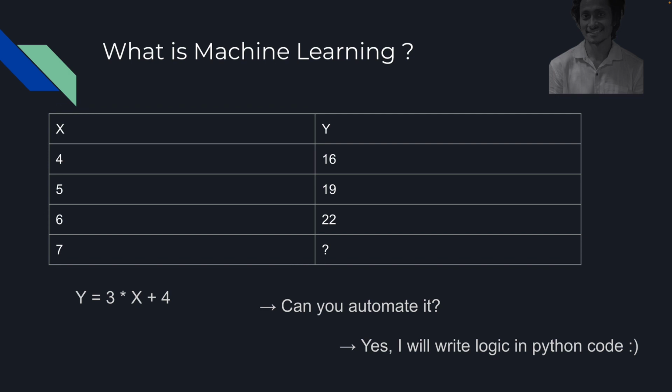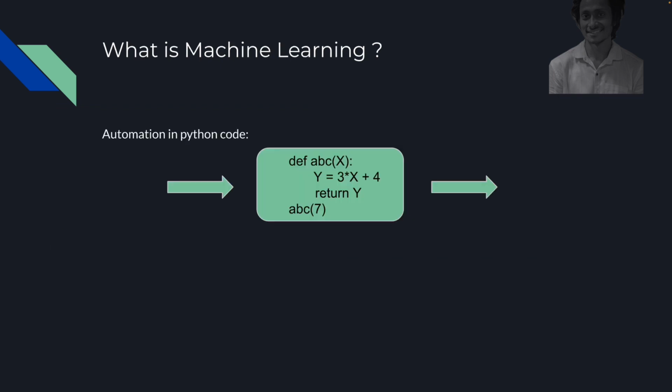Yes, it is possible. For example, I can write the logic in Python code, and let us say this is that logic. I have defined a function called ABC which will accept an input called x, and this is the logic I have written, which is simply the pattern. y is equal to 3 into x plus 4, and I am returning y. Now, if I pass 7 to this function ABC like this, x is equal to 7, simply the ABC method will be invoked and these 2 lines of code will be executed, and I would get the output as y equal to 25.